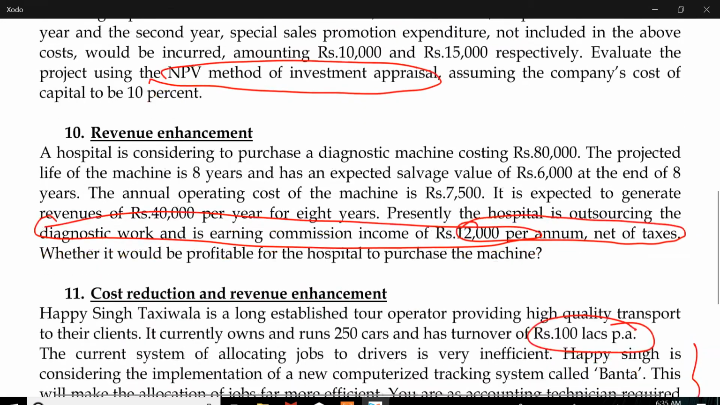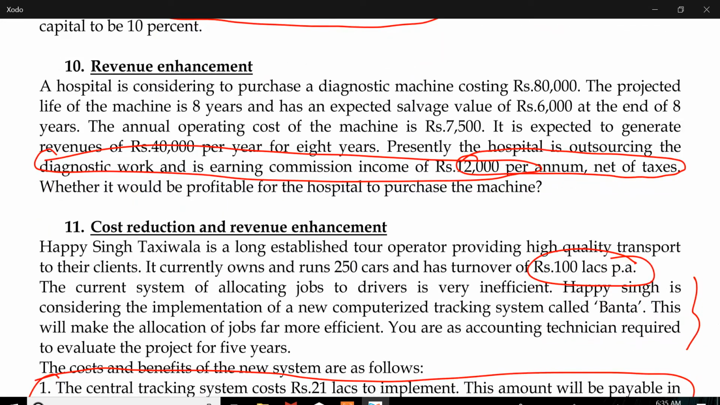Next, question number 10. The company will be losing commission income by purchasing the diagnostic machine. This will be taken as opportunity cost.